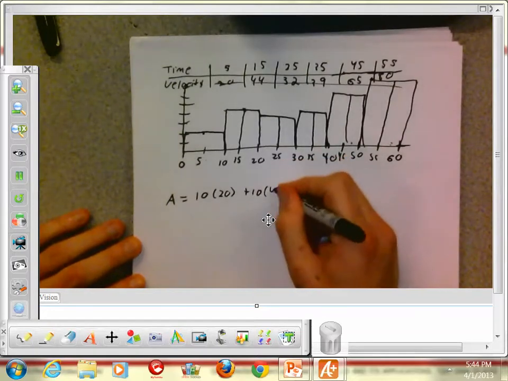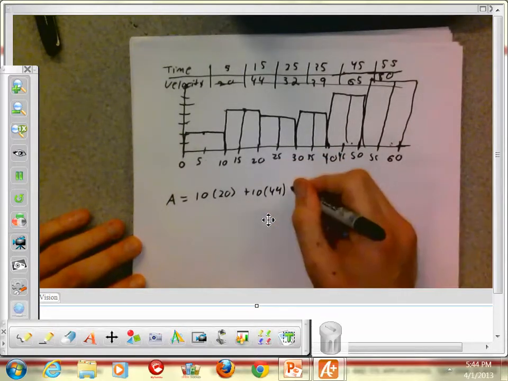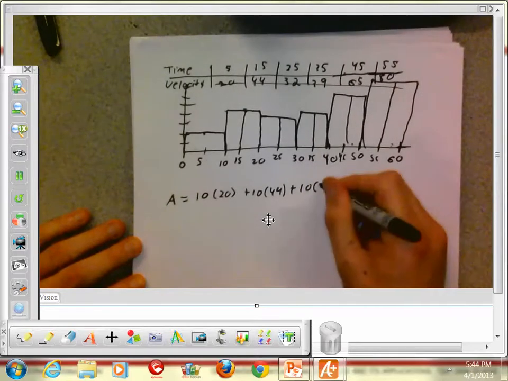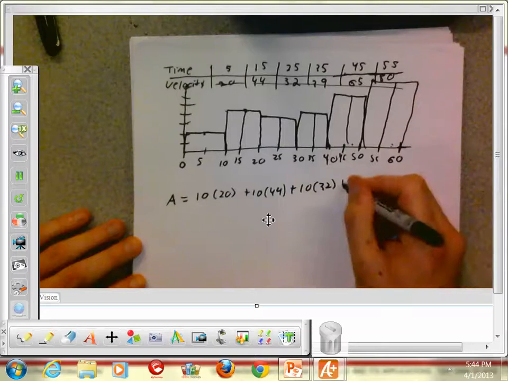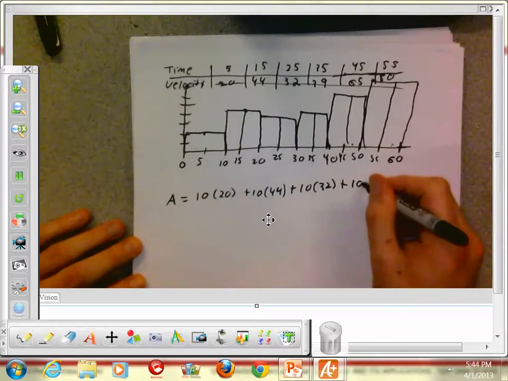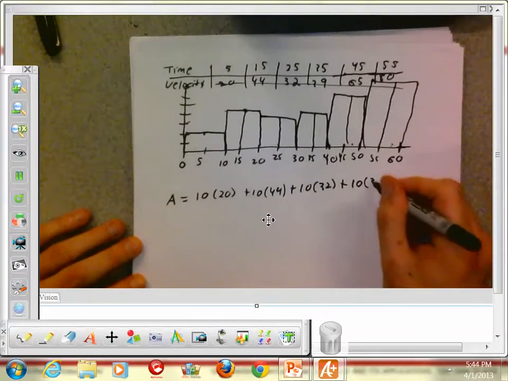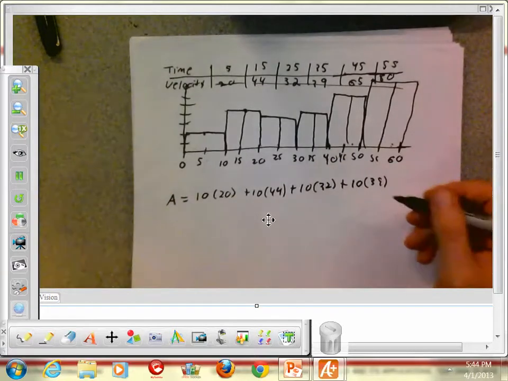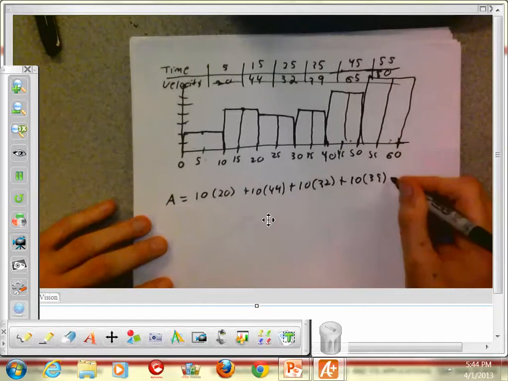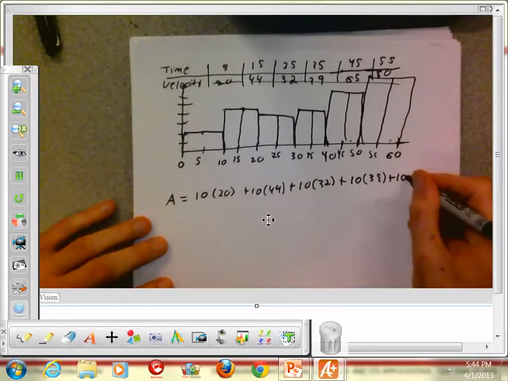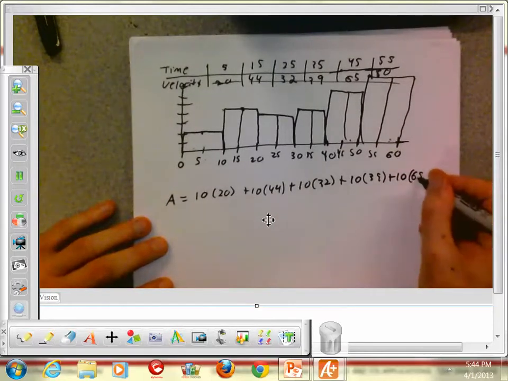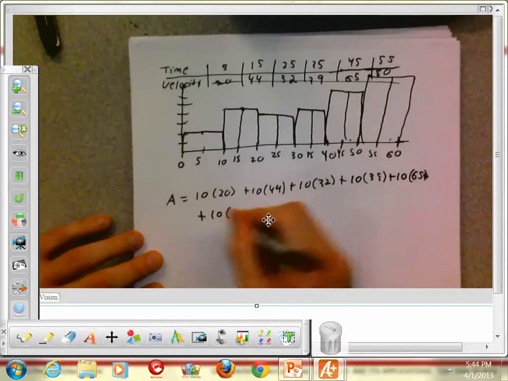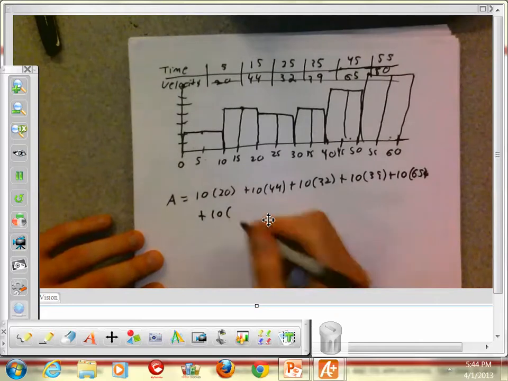44, good. And then the base of my next rectangle is 10 again, and the height of my next rectangle is going to be 32. And the base of my next rectangle is going to be 10 again, and the height is going to be 39. And the base of my next rectangle is going to be 10, the height is going to be 65. And the base of my next rectangle is going to be 10. And the height of my next rectangle is going to be what?